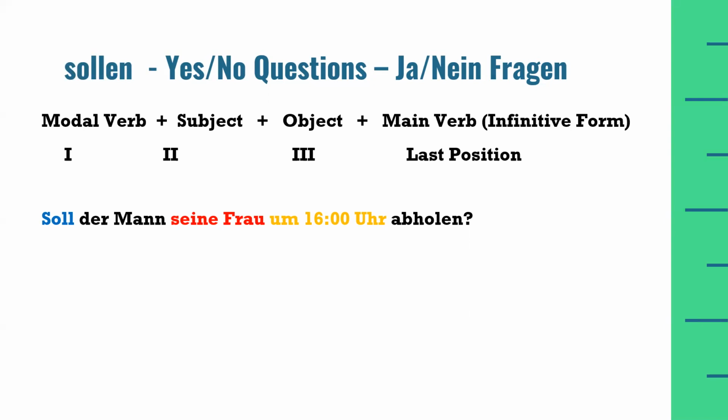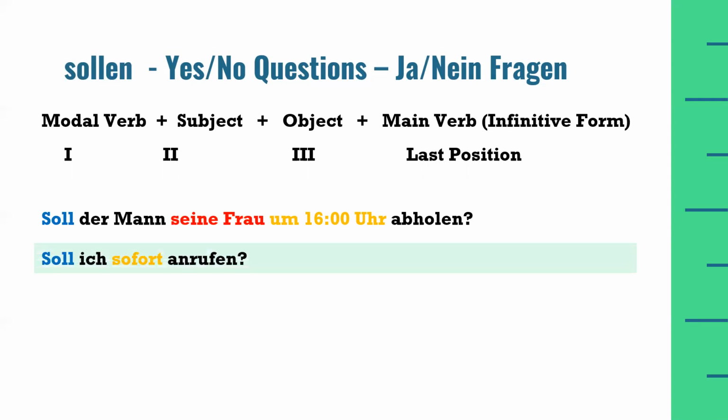Then comes the object. The object is seine Frau. Frau is a feminine noun and we have used the possessive pronoun his, or in German it's seine, for the feminine noun Frau. 16 Uhr, and then comes abholen, which is the main verb of the sentence in infinitive form.